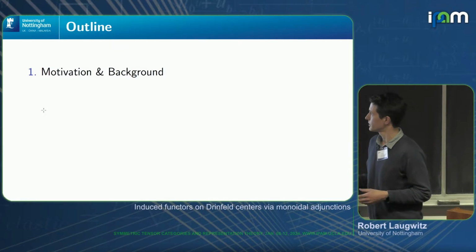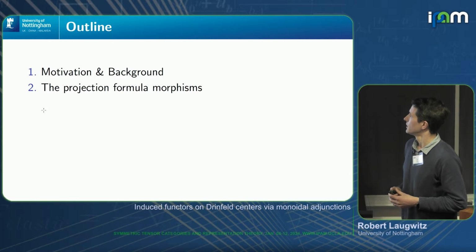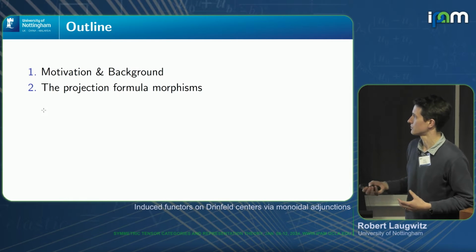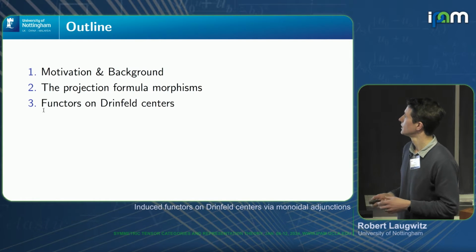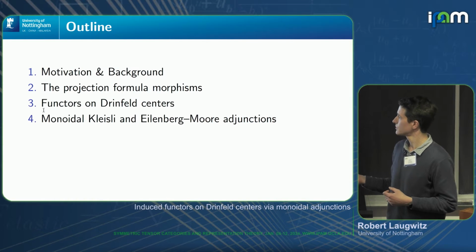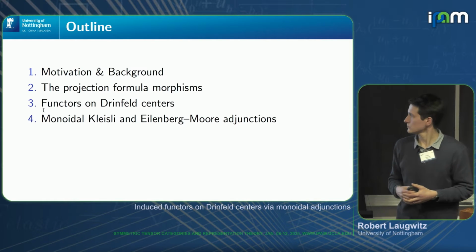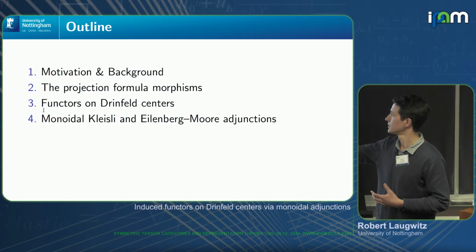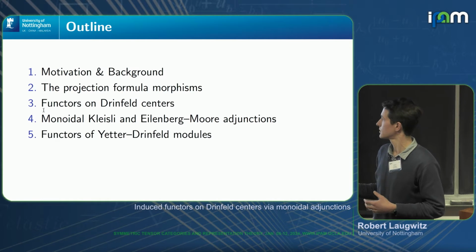Now, I want to first give a bit of motivation and background on why we are doing this, and then I want to explain the key ingredient in the construction, which is some natural isomorphisms, which we call projection formula morphisms, that are sometimes invertible. Then I will explain how those lead to functors on Drinfeld centers. Then there is a bit of a digression onto well-known adjunctions that are not normally monoidal, but that can be made monoidal under some of the setup we use here, and what their meaning is in this context.